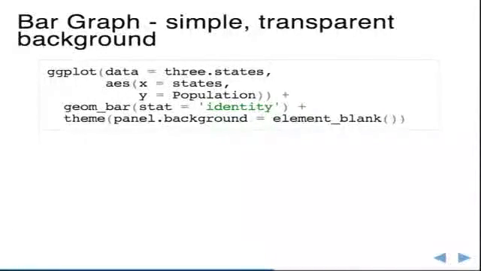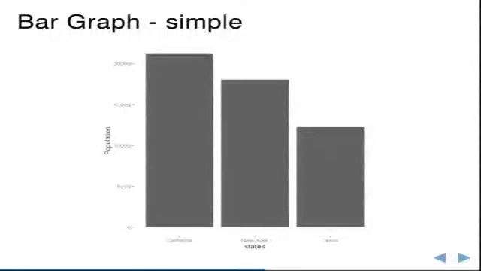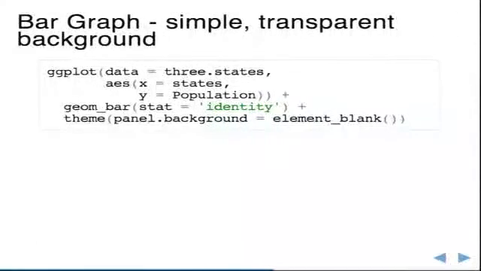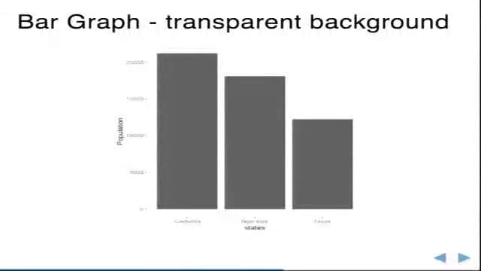So now, what if we want to take this graph that we've just looked at and make it a transparent background, because we don't want the background that it has. So again, it's just adding one more line of code. You would add theme and say element blank, so a blank transparent background. And this is what that graph would look like.